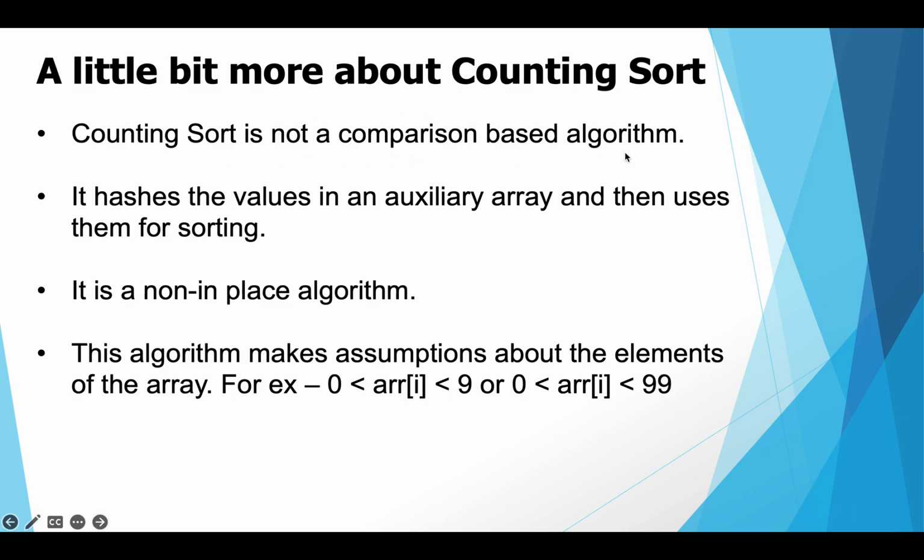Here are a few more characteristics of the counting sort algorithm that you must know. Counting sort is not a comparison based algorithm. It hashes the values in a temporary array and then uses those values for sorting. Just because it uses a temporary array, it is a non-in-place algorithm. And counting sort makes assumptions about the elements of the array, such as it assumes that the values are going to be between 0 and 9, or between 0 and 99. And it also assumes, and it is obvious, that the integers will be positive.